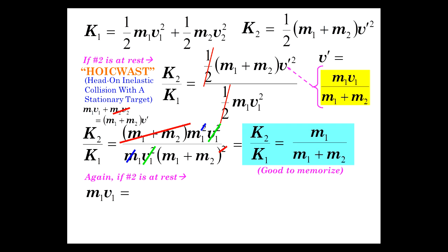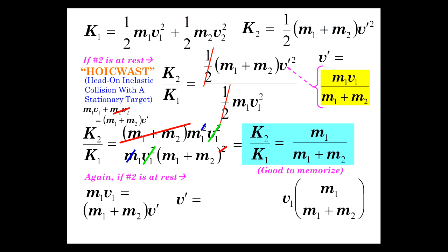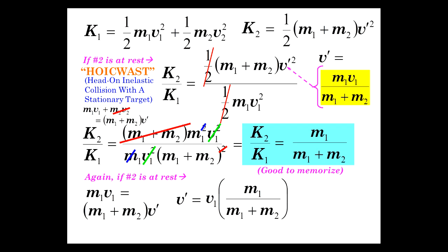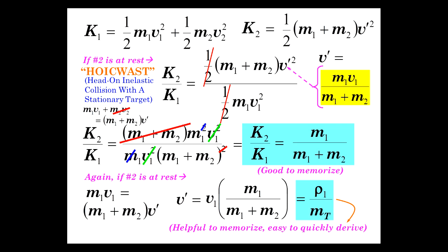So again, if number 2 is at rest, m1 v1 equals (m1 plus m2) times v prime. So v prime equals v1 times the quantity m1 over m1 plus m2. Well, that's just simply the momentum of object 1 over the total mass. Now this probably has even more reasonability when you think of the velocity after the collision.